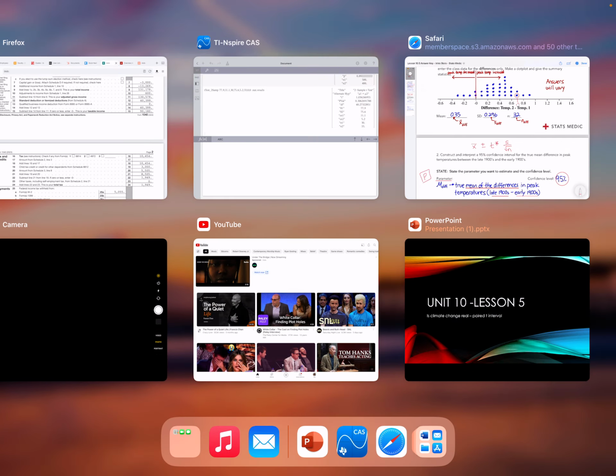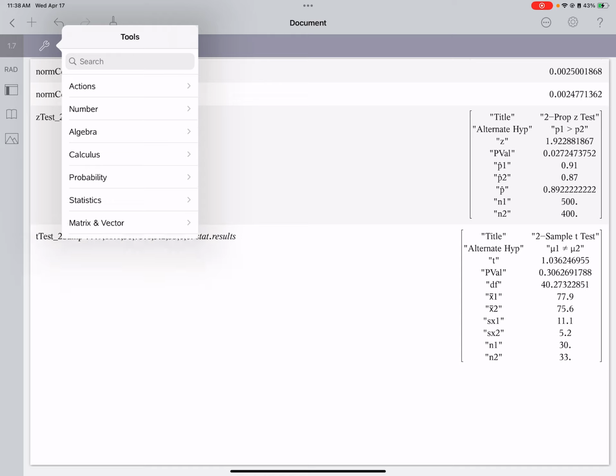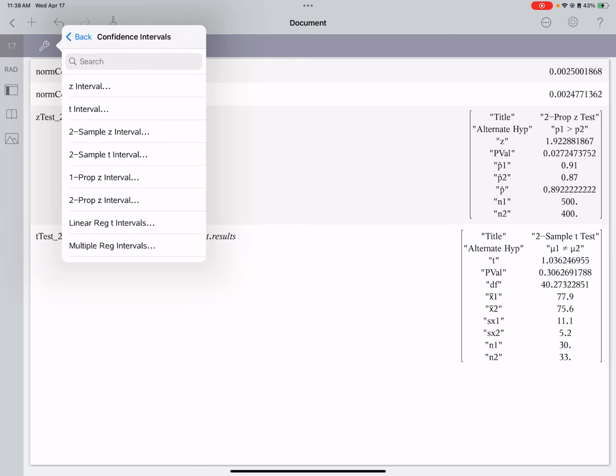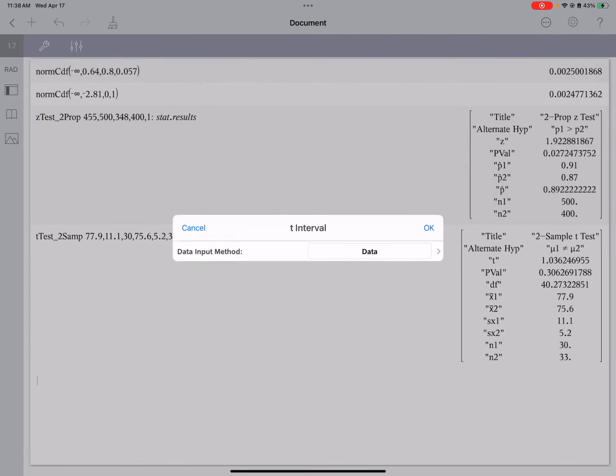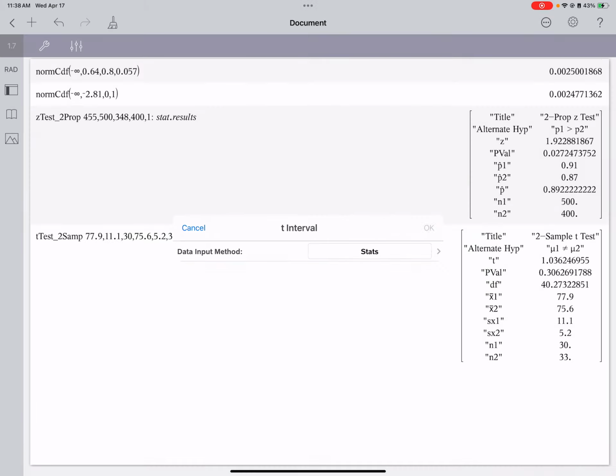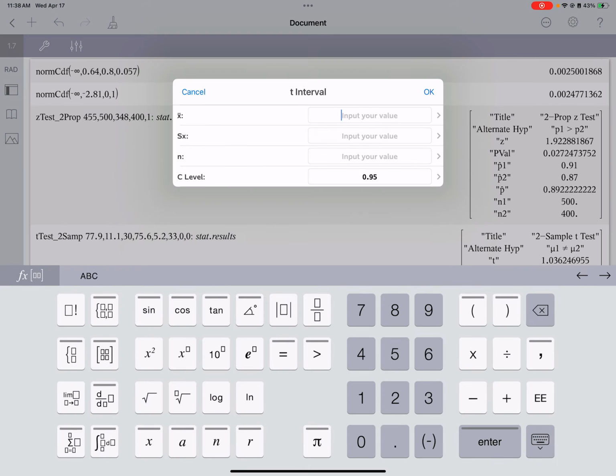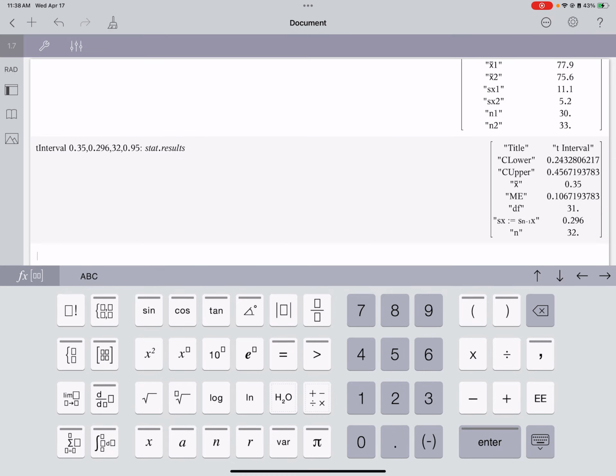And we're going to go to menu, stat, interval, confidence intervals, and we're going to go to a t-interval. Remember I told you we're going to do stats. So click stats. Okay, and my X bar is 0.35. My S is going to be 0.296, and my N is 32. And I have a 95% confidence, and you can see my confidence interval is from 0.243 to 0.456.